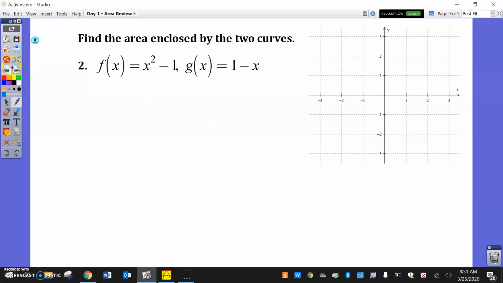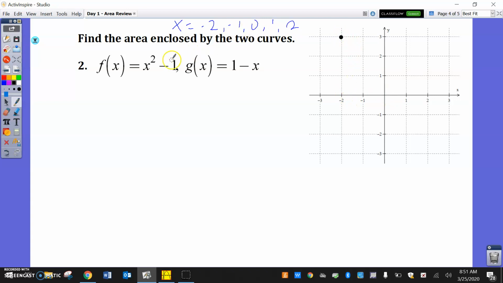Okay, for this second one, we've got f of x equals x squared minus 1 and g of x equals 1 minus x squared. For this one, what I'm going to plug in for my x's is -2 to +2. So I'm going to plug in -2, -1, 0, 1, and 2 to both of these equations. If I plug in -2, -2 squared is 4, minus 1 is going to be 3. So I'm going to have a point at (-2, 3).